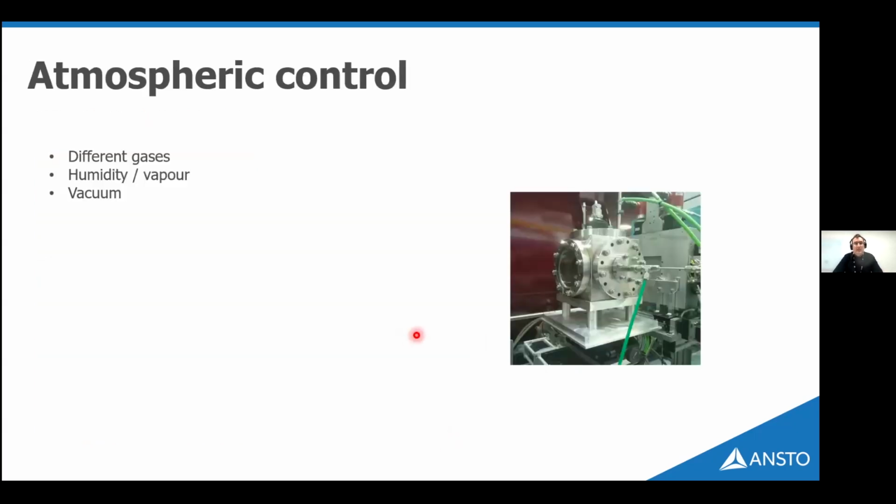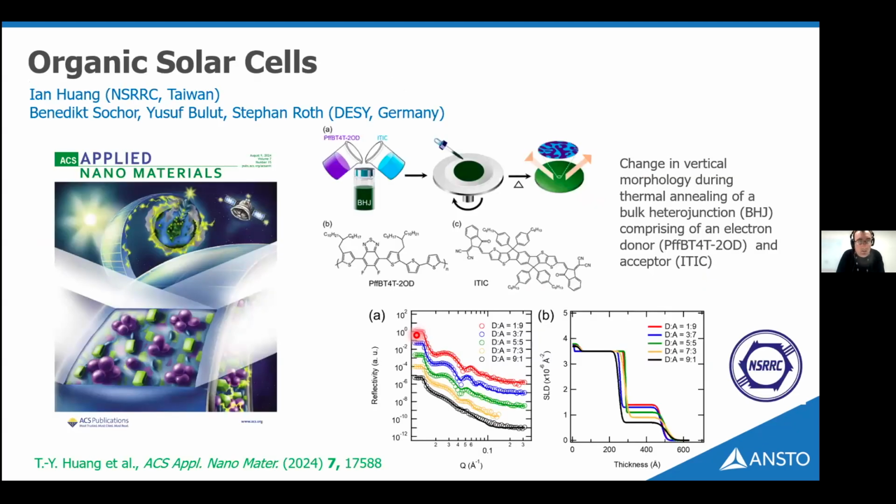So, changing track, we do a lot of atmospheric control, whether that's gases or humidity or vacuum. Some work my colleague Ian has done, which I also helped him with, is to look at bulk heterojunctions.